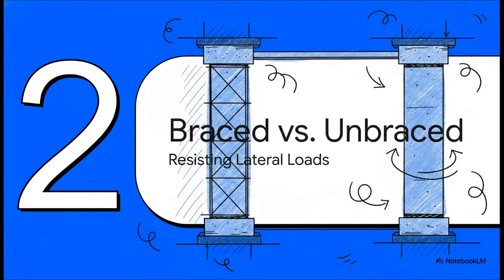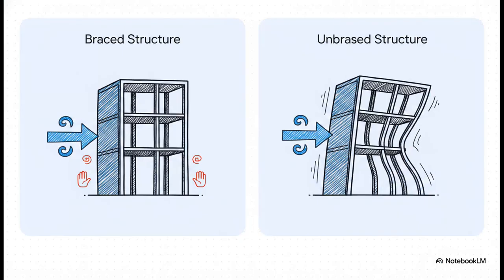All right, now for a really critical distinction that's going to affect every single calculation we do from here on out. Is the column in a braced system or an unbraced one? This is one of the very first calls you have to make. This breaks it down perfectly. In a braced structure, you've got these dedicated, super stiff elements like shear walls that do all the heavy lifting when the wind blows. But in an unbraced structure, the whole frame has to work together, the columns and beams bending to resist those same lateral forces.